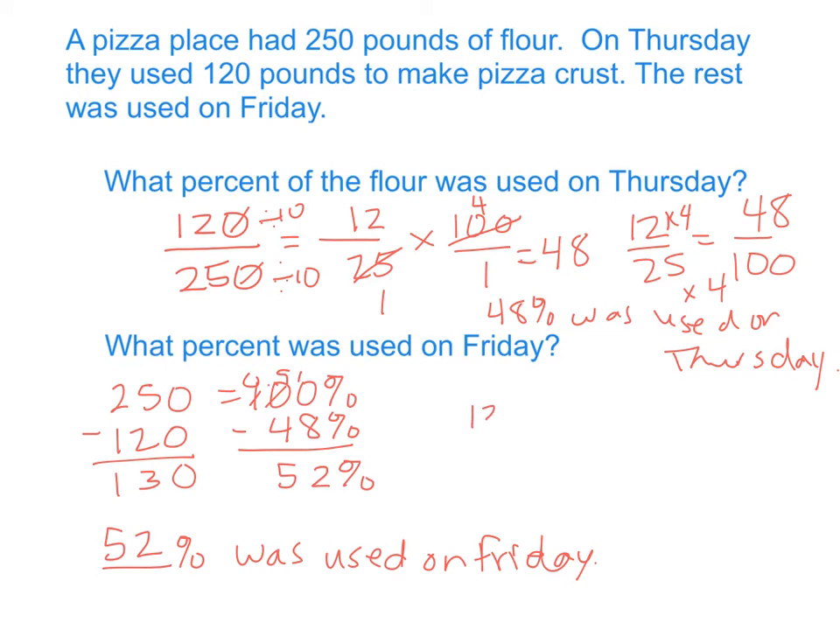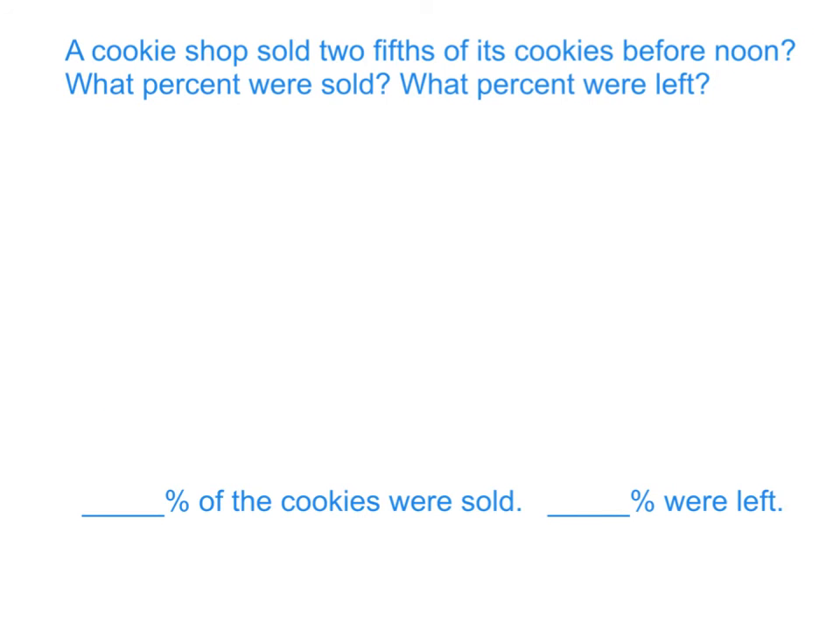Or I could have changed my 130 out of 250, knocked it down to 13/25, and changed that to 100. And taking 13 times 4 is going to give me the 52 also. So you have to pick and choose the method that you want to use as you're doing these problems. Pause the video and try this story problem.